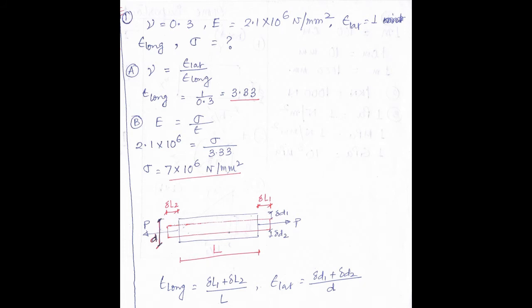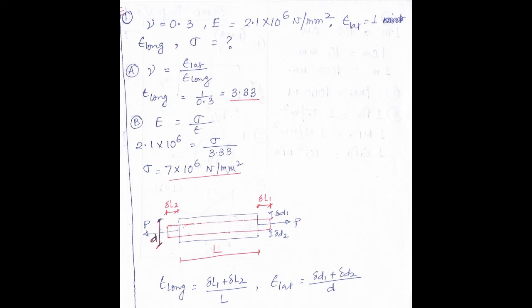As you have seen in the problem, Poisson's ratio is given as 0.3. So let us write down the notation. Nu is equal to 0.3. Modulus of elasticity, capital E, is given as 2.1 into 10 raised to 6 Newton per millimeter square. Lateral strain is given as 1. You have to find the longitudinal strain, epsilon long, and the stress developed.